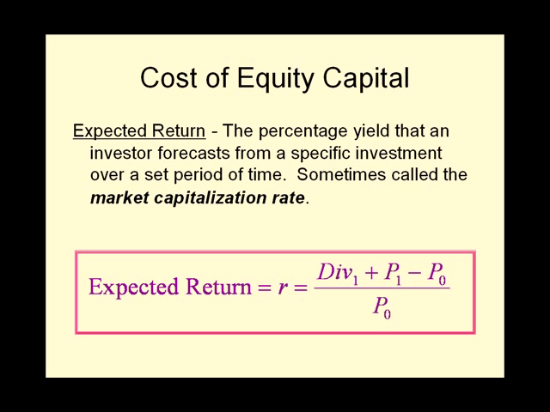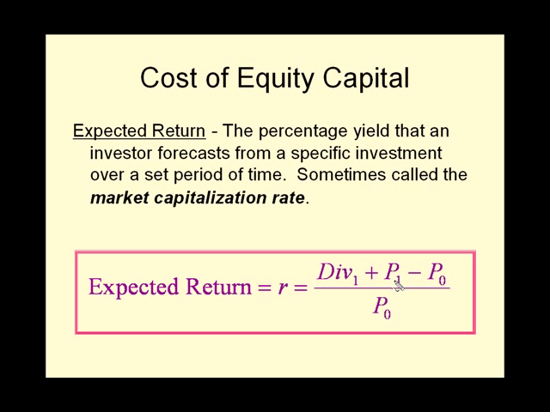The expected return, or market capitalization rate, that an investor wants to earn on a share of stock depends on the relationship between the returns on the stock and the current stock price. So let's take a situation where an investor purchases a share of stock at the beginning of the year for P sub 0. The investor holds the stock for a year and at the end of the year sells the stock for P sub 1.